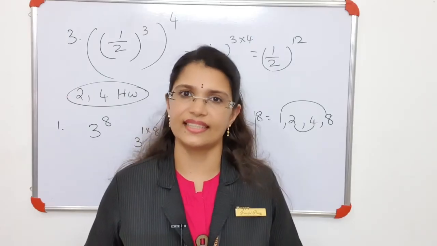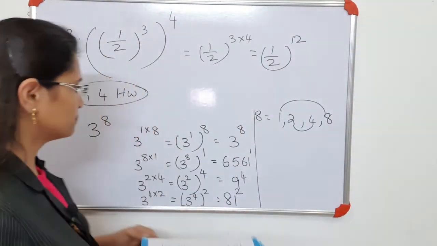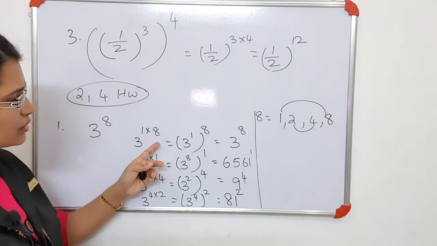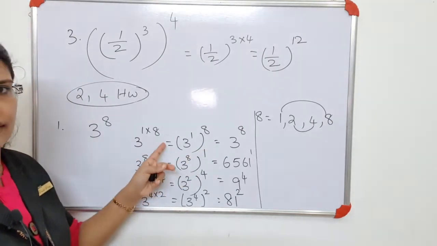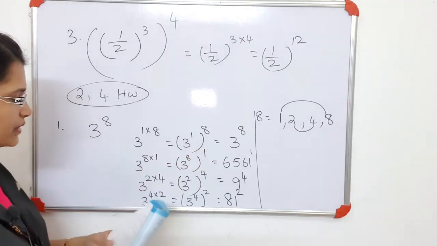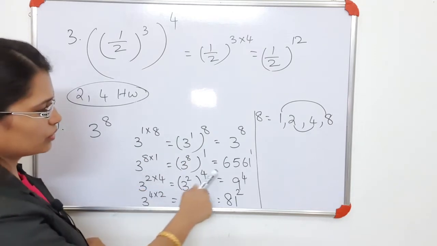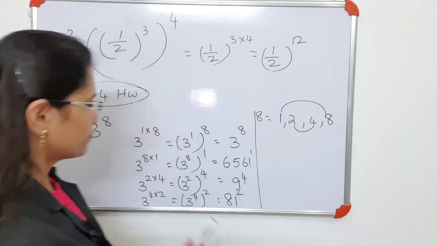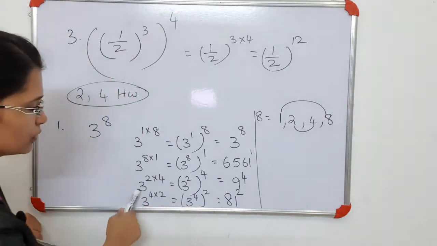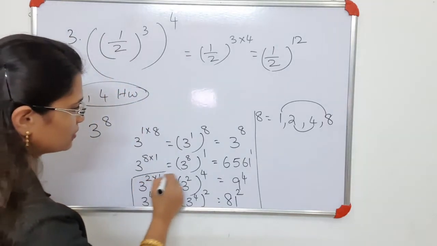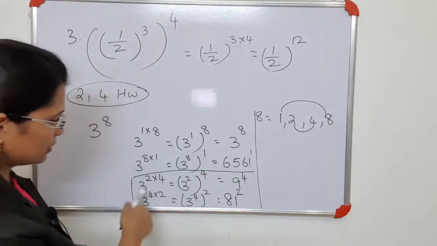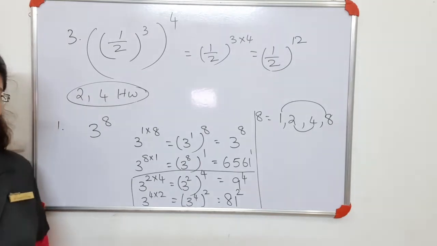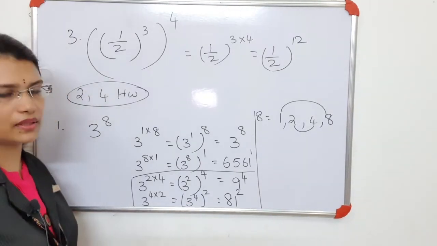Okay, is it clear, children? So children, 3 raised to 8 is equal to this step. No need to write this step. This is just for explanation. This also, it is a bigger number, so that also is not compulsory. But these two you must write. Okay, these two you must write. 3 raised to 2 into 4 and 3 raised to 4 into 2 you must write. These two are not compulsory.